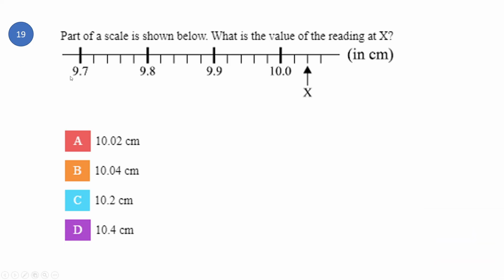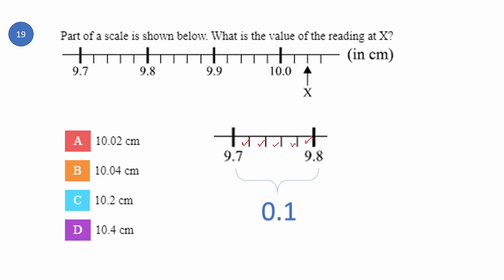Well, the way to solve it is, first we need to take one interval and find the difference between the two, which is nothing but 0.1. Now, we need to divide 0.1 equally into 1, 2, 3, 4 and 5 intervals. So, 0.1 divided by 5 will give you 0.02. And hence, each interval is 0.02. So, this is 10.02 plus 0.02, which is 10.04. So your answer is option B, 10.04.